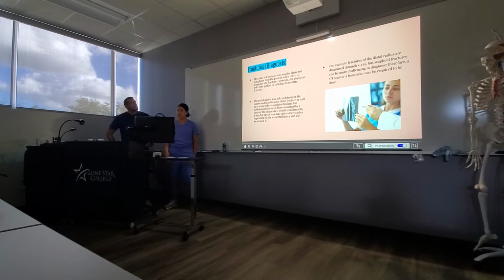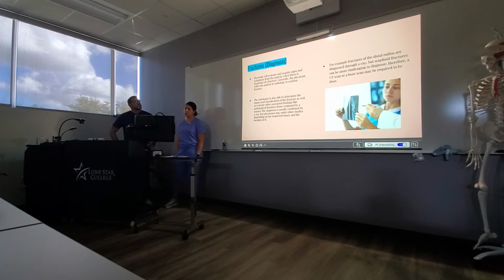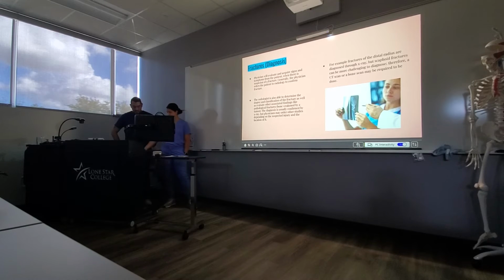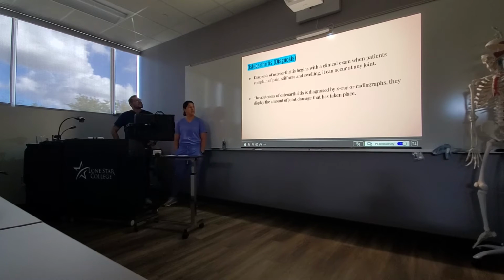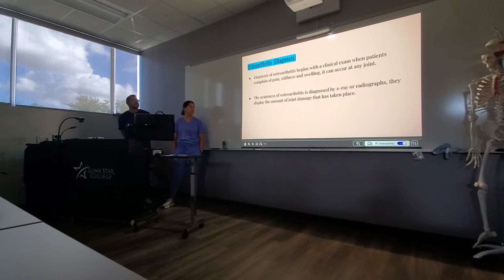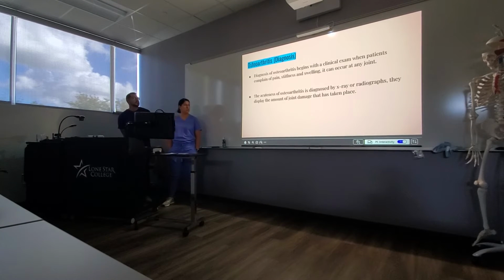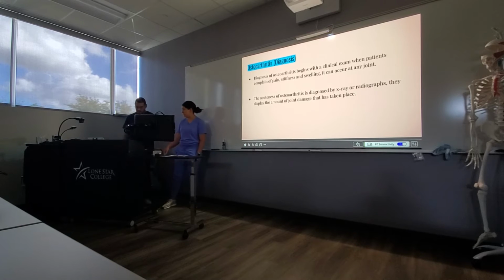So for example, a distal radius fracture is usually easily diagnosed with an x-ray, but a scaphoid fracture can be a little bit more challenging, so a CT scan or a bone scan may be required. For osteoarthritis, the diagnosis begins with a clinical exam when patients complain of pain, stiffness, and swelling, and it can occur at any joint. Then the acuteness of osteoarthritis is diagnosed by x-ray or radiographs, and these usually display the amount of joint damage taking place.